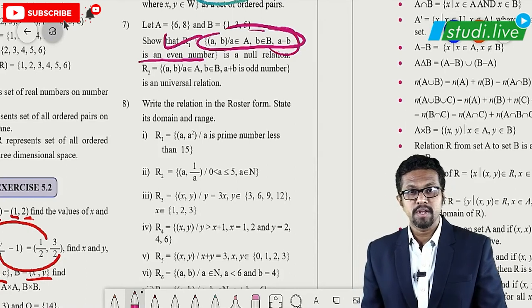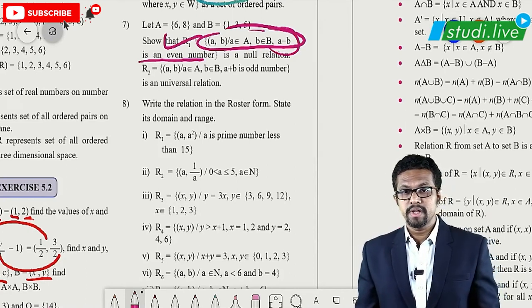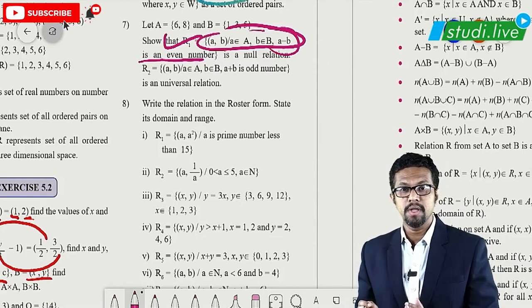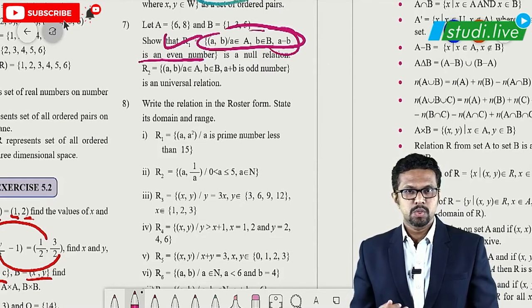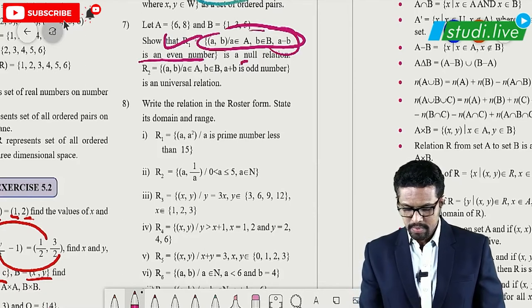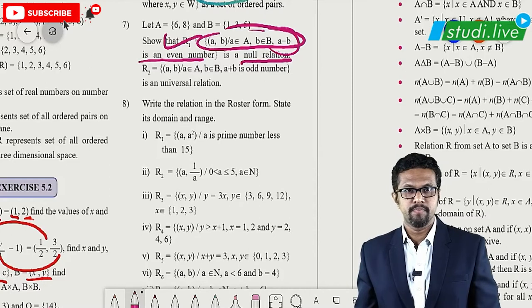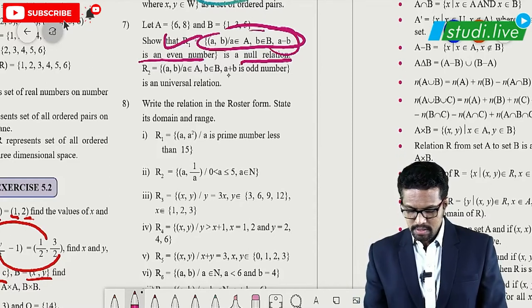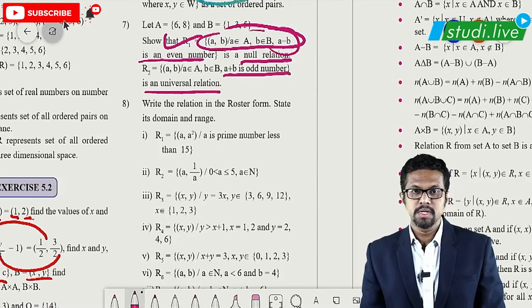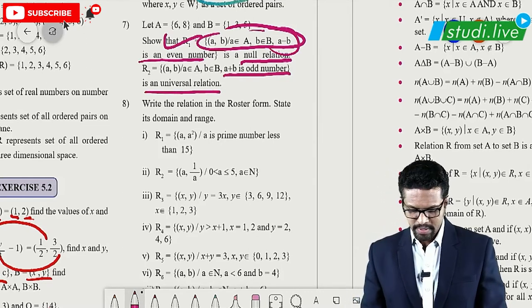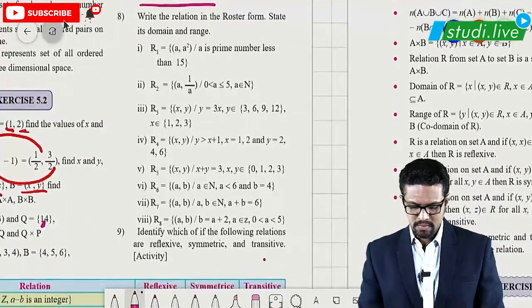Okay, A minus B is an even number. But what we will get is there is no element for which, when we subtract them, we will get an even number. So that is why this relation will be an empty relation, a null relation. It will not contain any element. And when A plus B is an odd number, you will see that all the elements in A cross B come in the universal relation. So this is also a very easy question to solve.